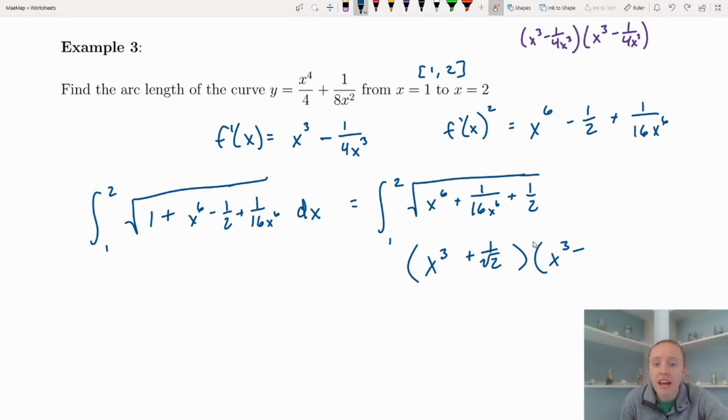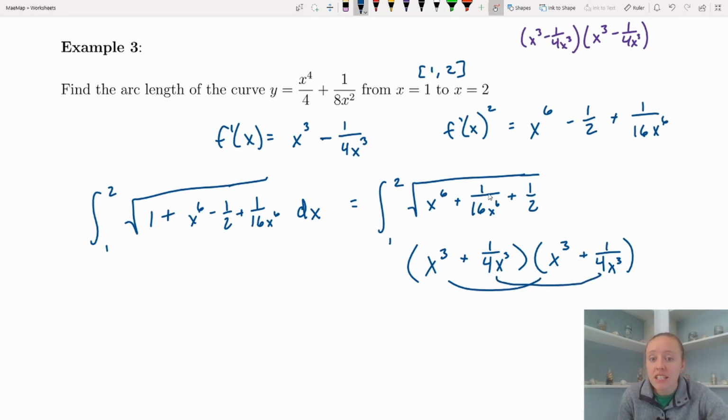So let's look at that 1 over 16x to the 6th. In order to have two of the same thing that multiply together to give me that, that's going to be 1 over 4x cubed. So if I add 1 over 4x cubed to both, FOILing that out, you'll see I'll get x to the 6th. There, my last term is indeed my 1 over 16x to the 6th.